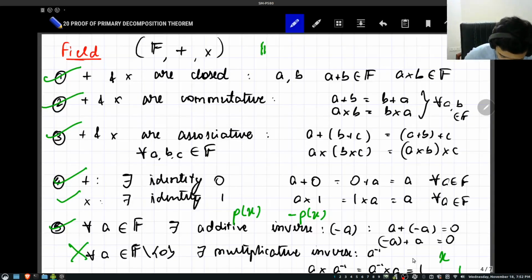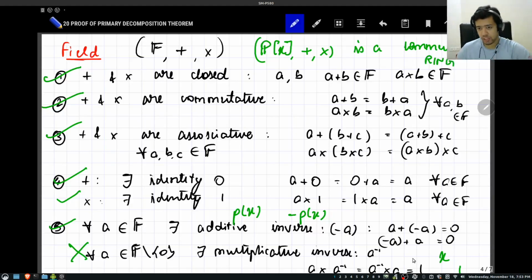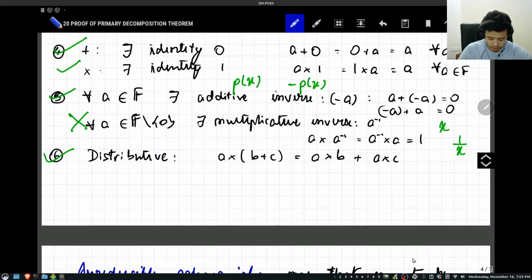So P of x equipped with addition and multiplication of polynomials is a commutative ring. Now, a general ring satisfies everything else except for commutativity, right? So in general, a ring may or may not satisfy commutativity, but certainly the set of polynomials satisfies the commutative property, and therefore is what we call a commutative ring, right? Another example of a commutative ring, apart from the set of polynomials, is the set of integers, right? So the set of integers with standard integer addition and integer multiplication is also a commutative ring.